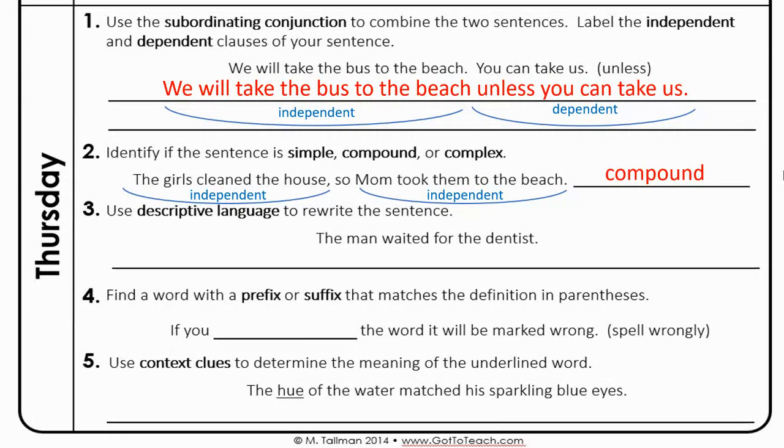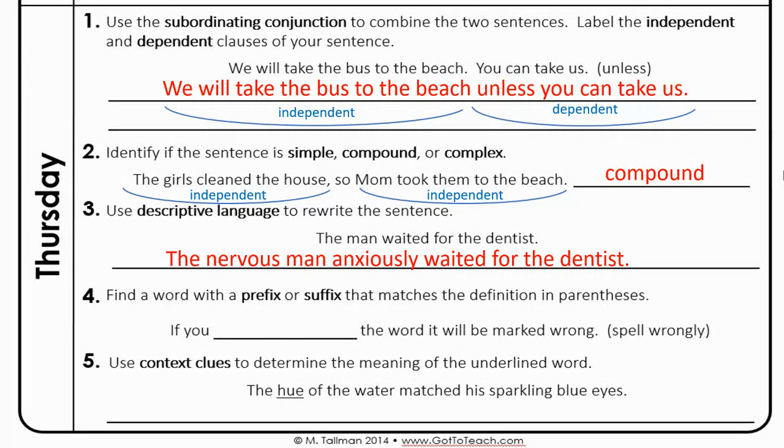Number 3, use descriptive language to rewrite the sentence. The man waited for the dentist. I went ahead and added an adjective and an adverb to make the sentence more interesting. I decided to write, the nervous man anxiously waited for the dentist.